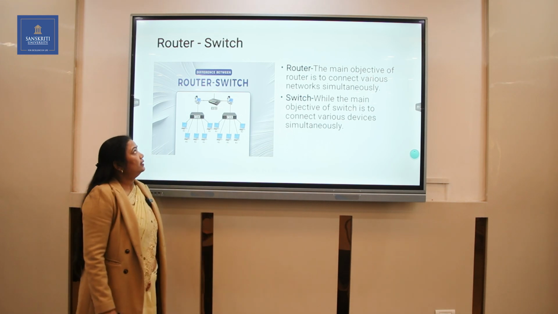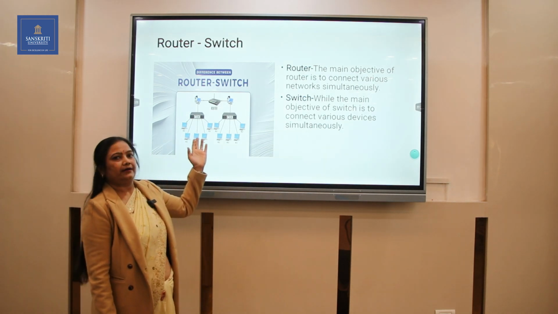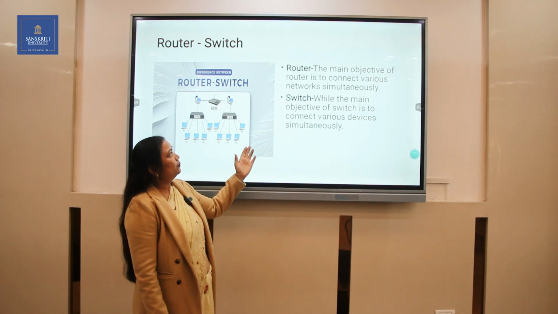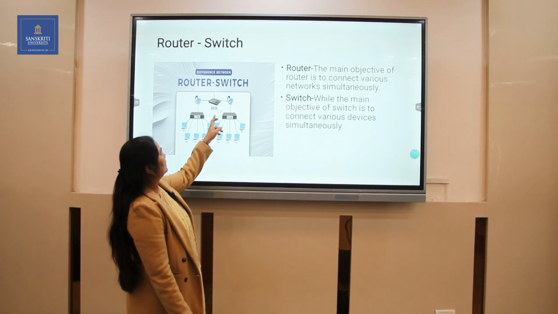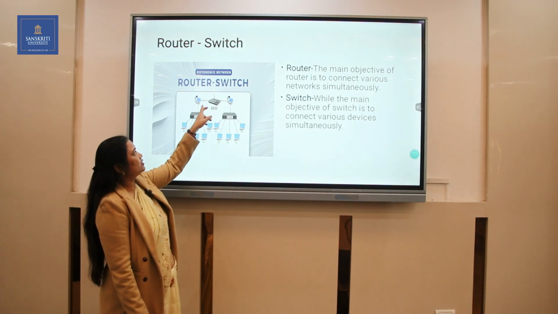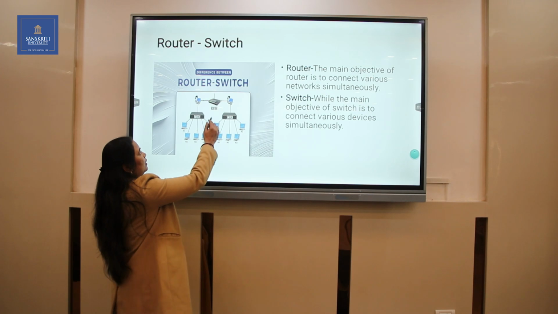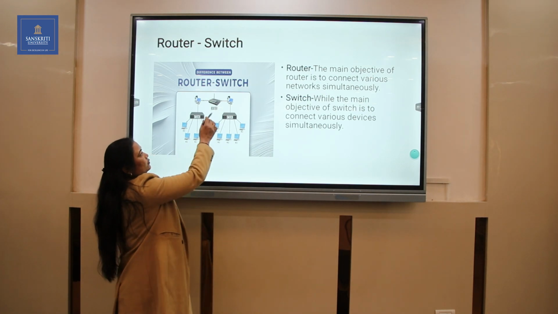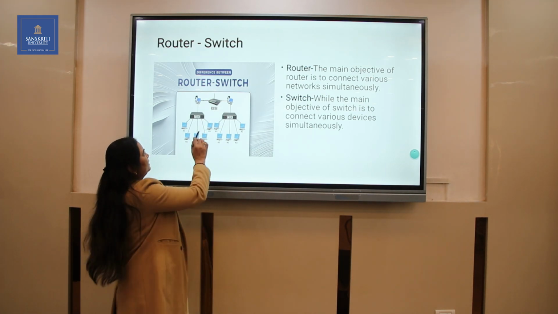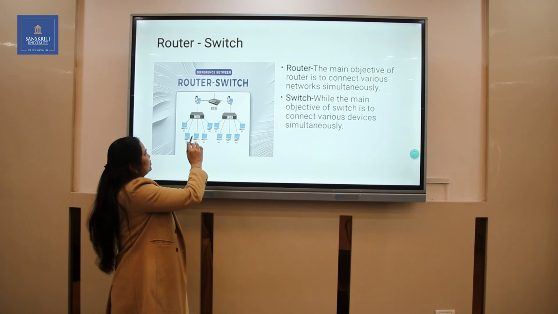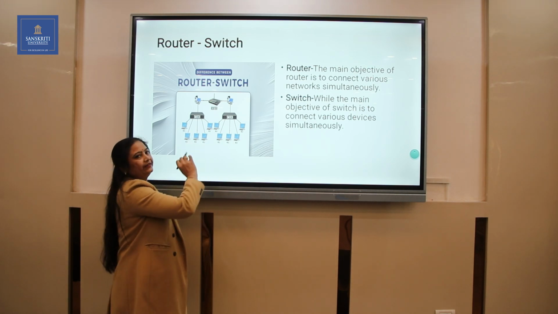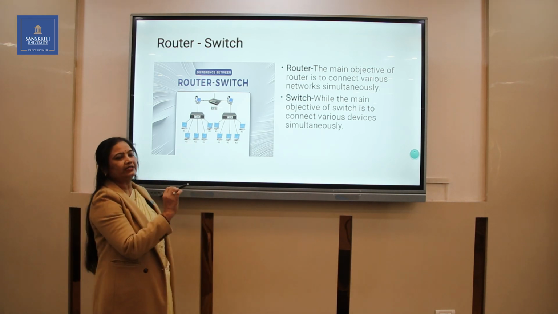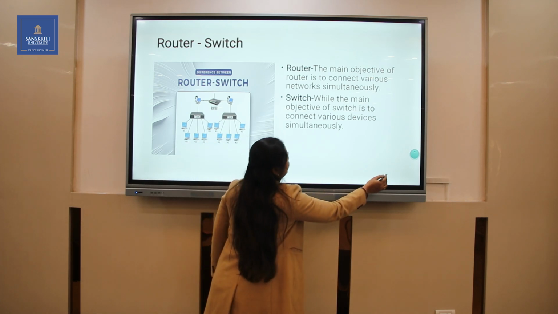Now these are the router and switches. Basically, for a router, the internet service provider has to provide the services. With the help of this router we connect the networks, and this is the switch through which we connect with the different devices. So switches and routers are the main key components of the internet.